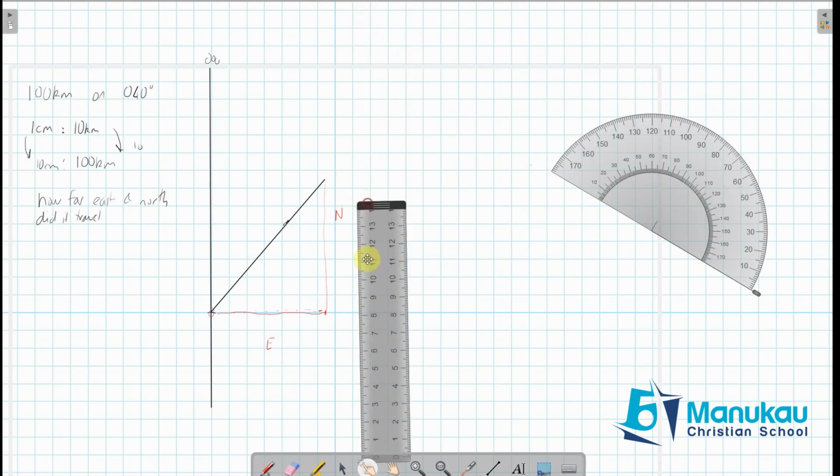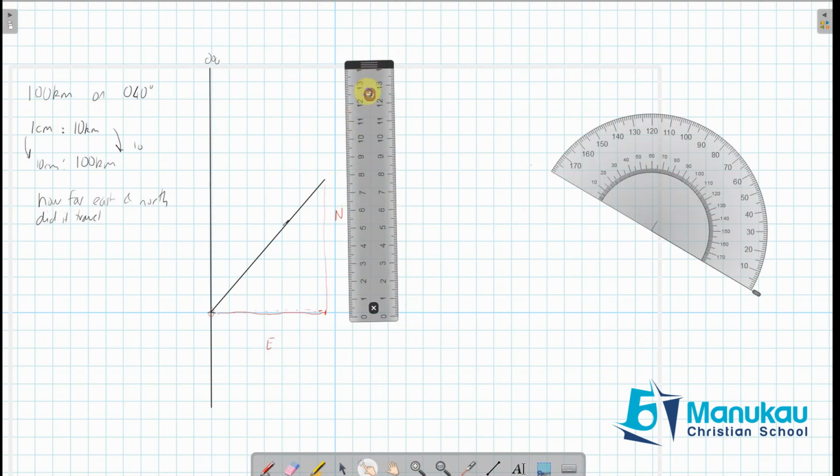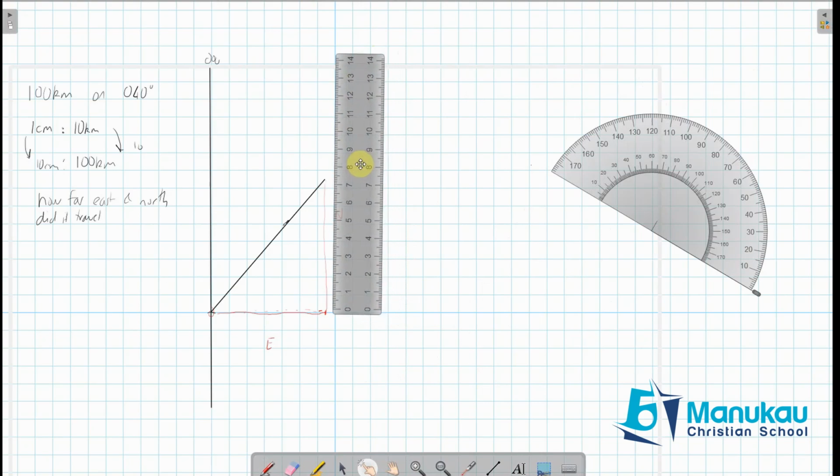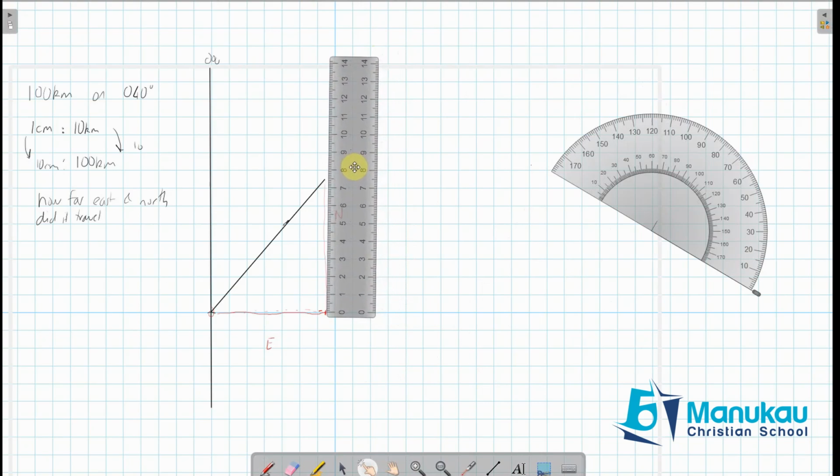Just going to shorten this, it's getting a bit unwieldy. Okay, so I'm going to line this up here, and it looks to me that the height of this is 7.5 centimeters. So I know that I've traveled 7.5 centimeters north. Now I've got to convert that using this scale here. If I've got 7.5 centimeters, I've got to times it by 10 to get my kilometers. So that's going to be 75 kilometers north of its original position.